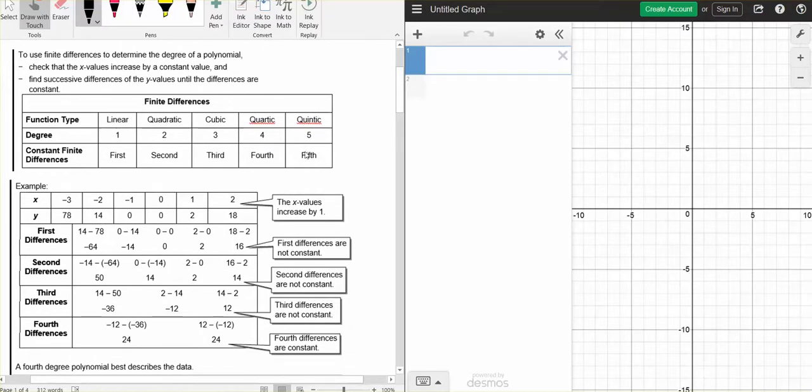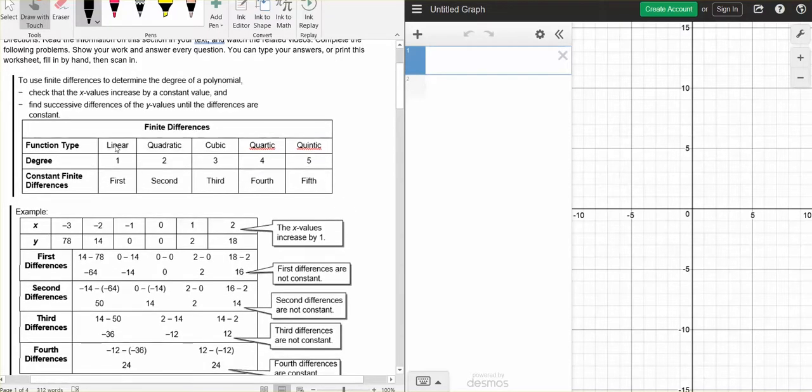So there's an example on here that reminds us that if you find the first differences and they're constant, then you have a linear function. If you find the second differences and they're constant, then that's quadratic. We looked at that in chapter 5. And then we can continue finding differences if we have enough data. If the third difference is constant, it's a cubic, or third degree. If the fourth difference is constant, it's a fourth degree or quartic, and so on.